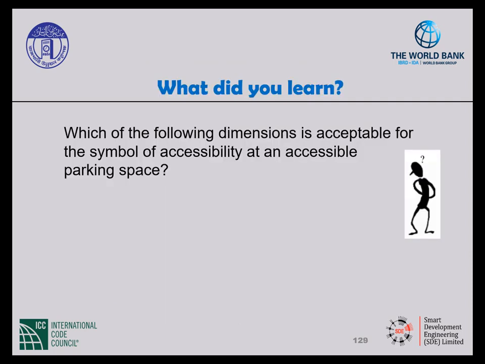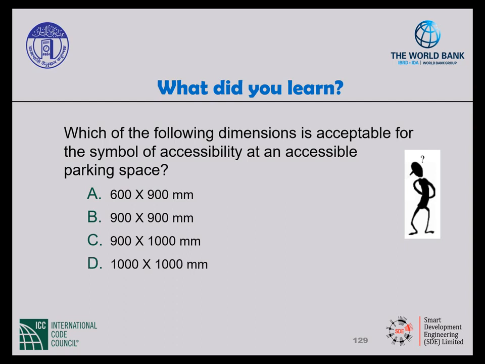What did you learn? Which of the following dimensions is acceptable for the symbol of accessibility at an accessible parking space? 600 by 900 millimeters, 900 by 900 millimeters, 900 by 1,000 millimeters, 1,000 by 1,000 millimeters.